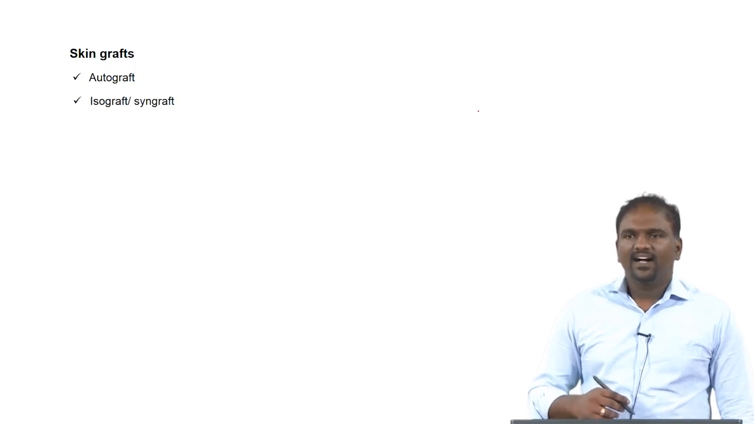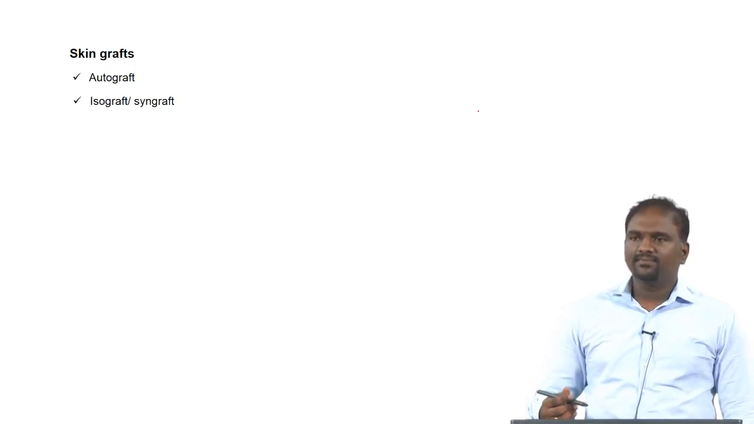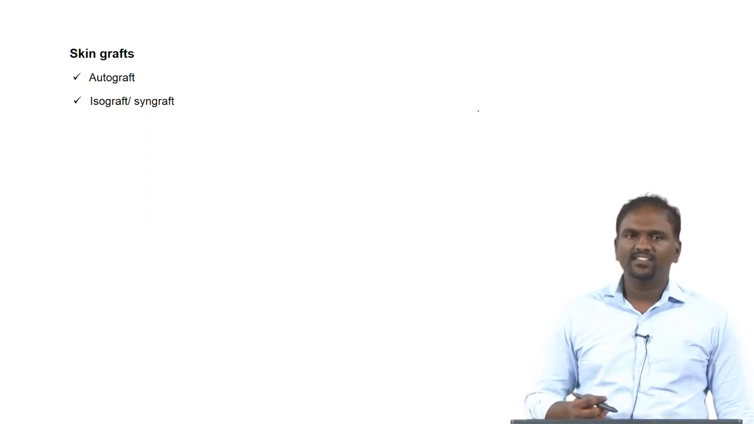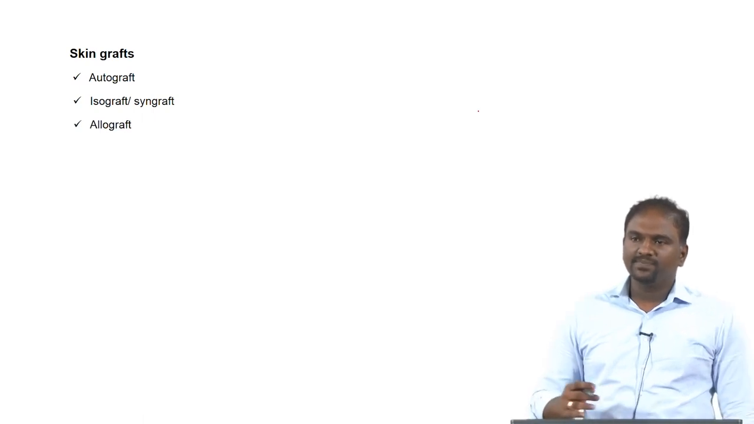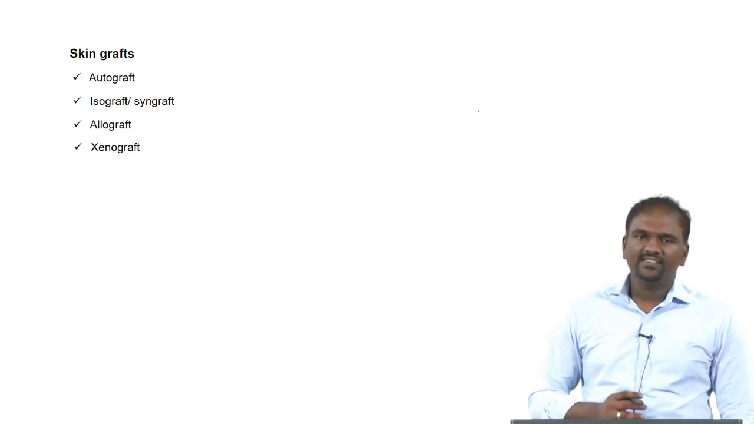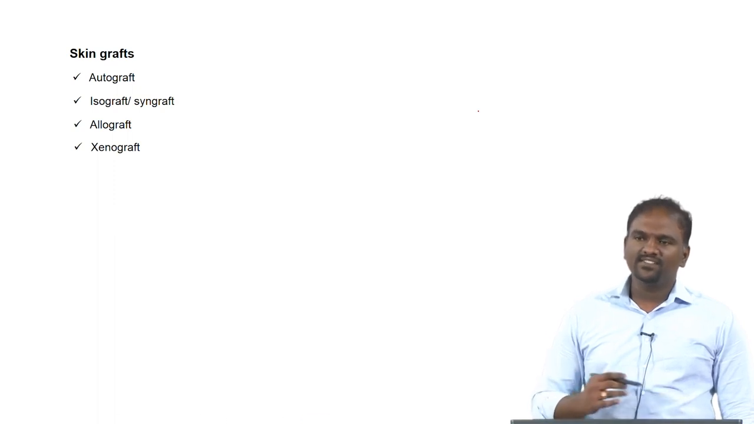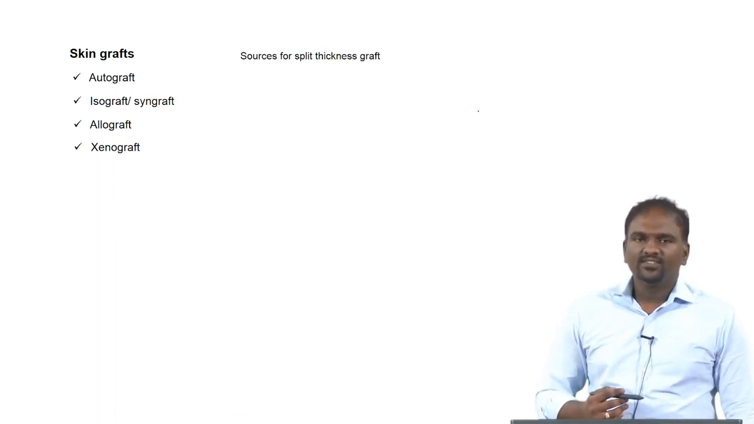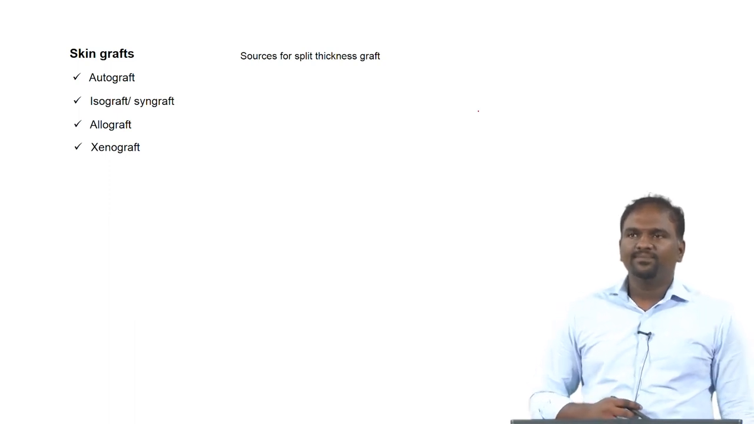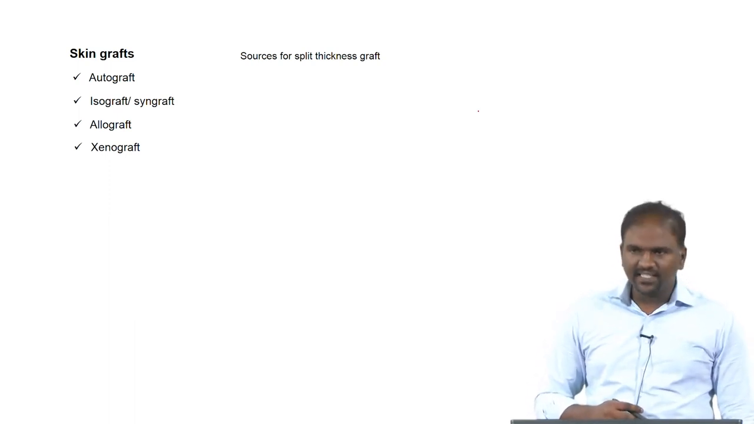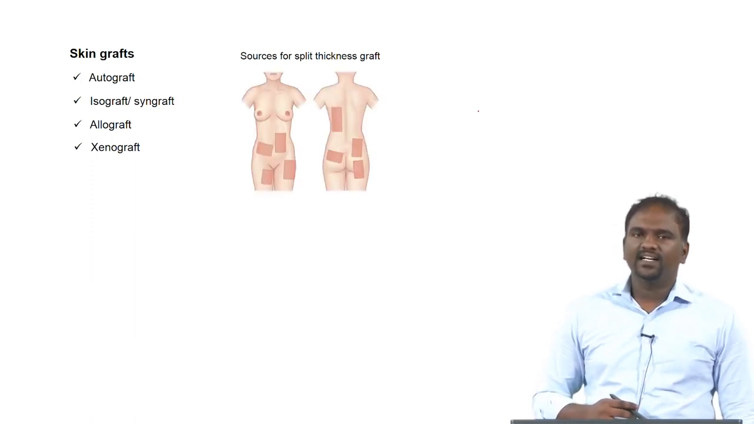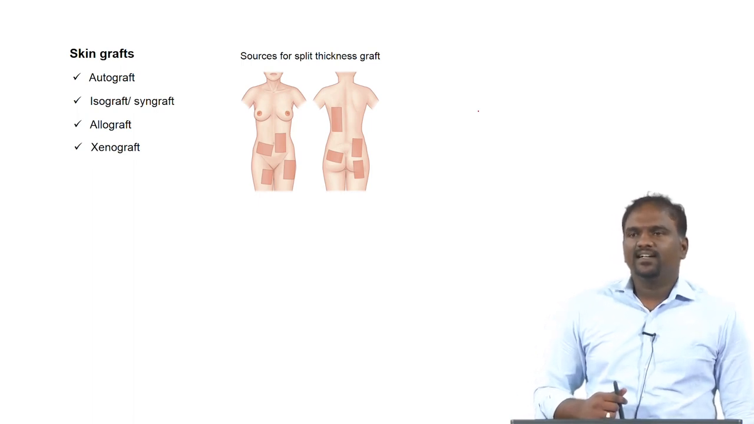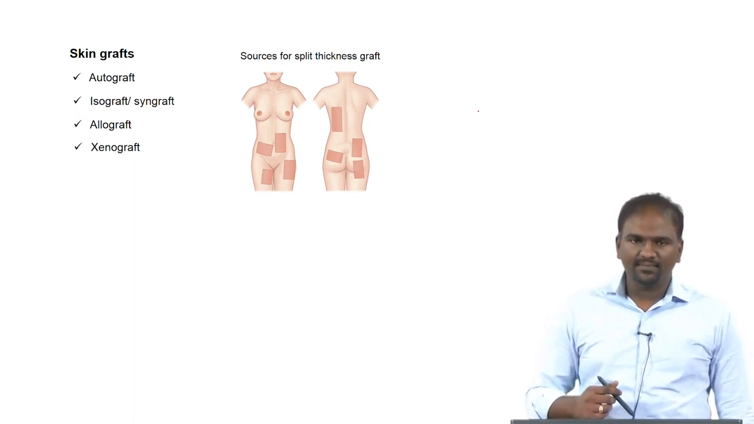In skin grafts, we have autograft, where the tissue is taken from the patient's own sample and placed on the wound. Isograft is when a genetically equivalent sample from the same species is taken. In xenograft, the graft is transferred from one species to another. Among these, autograft is advantageous for various reasons. The sources for split thickness graft could be the stomach, thighs, or the backside of the buttocks.